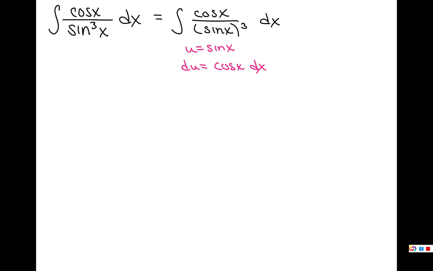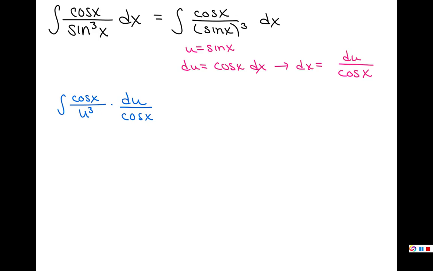Sine x is being cubed, that's my inside function. So I'm going to try letting u equal sine x. Then I'm going to compute my du. The derivative of sine x is cosine x, and then we need a dx. Now let's see if we can get this integral in terms of u only. I'm going to take my expression for du and solve it for dx. So divide both sides by cosine x. dx is du divided by cosine x.